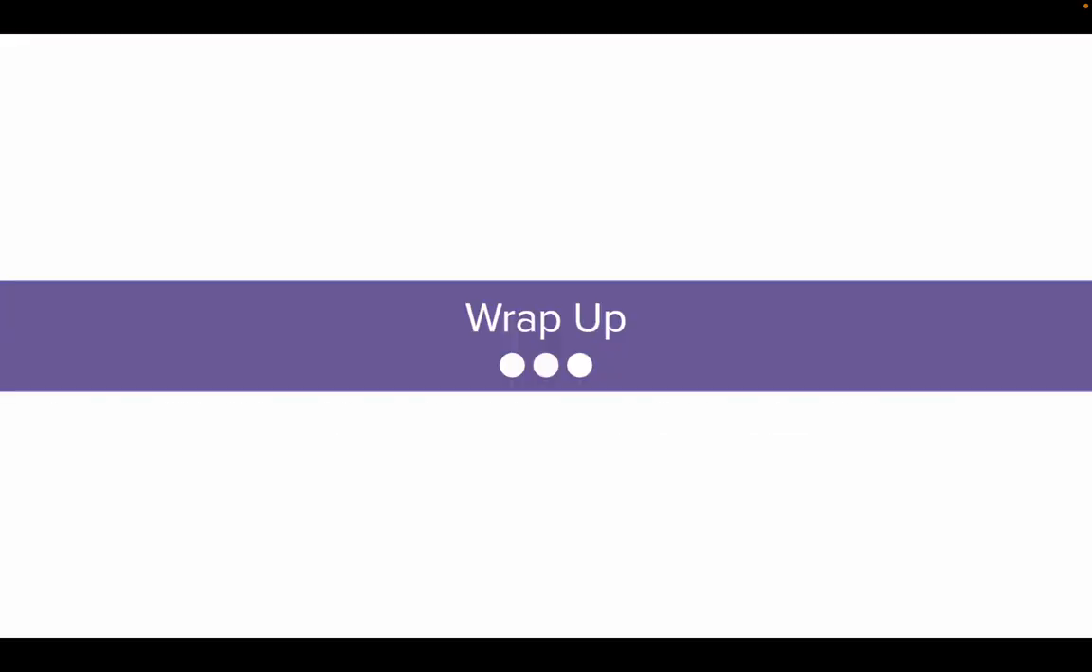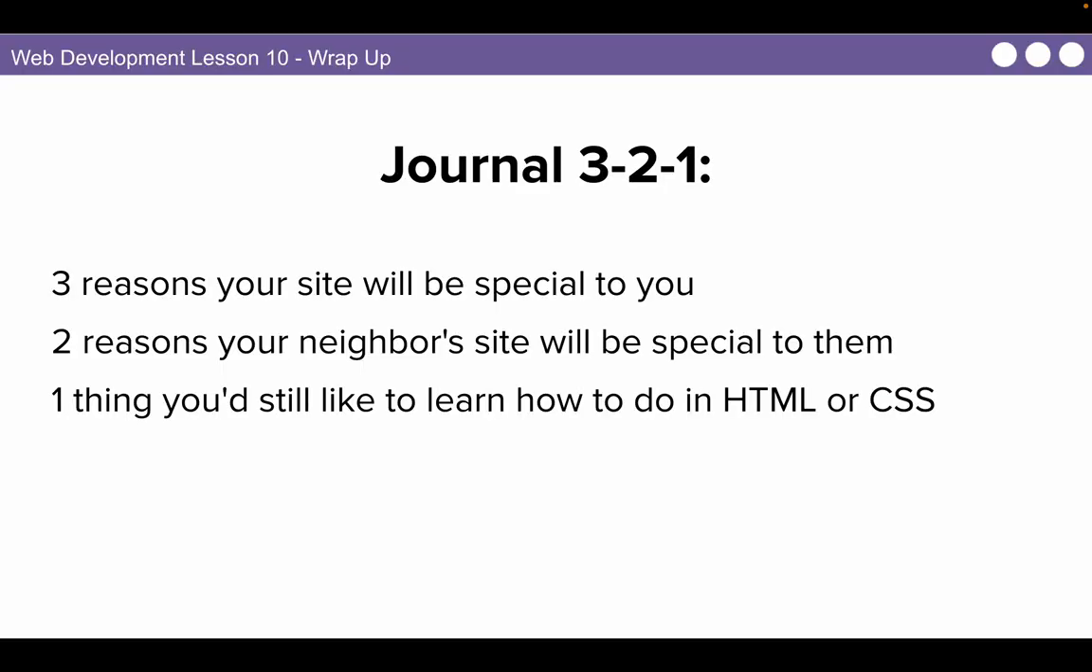Okay, so after you finish your activity guide, you're going to turn that in and then come back and do this wrap-up journal. It is also a 3-2-1. 3 reasons your site will be special to you. 2 reasons your neighbor's site will be special to them. And 1 thing you would still like to learn how to do in HTML or CSS.